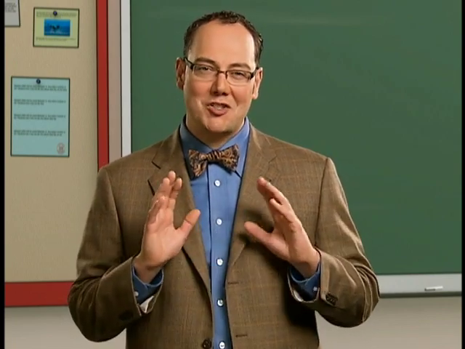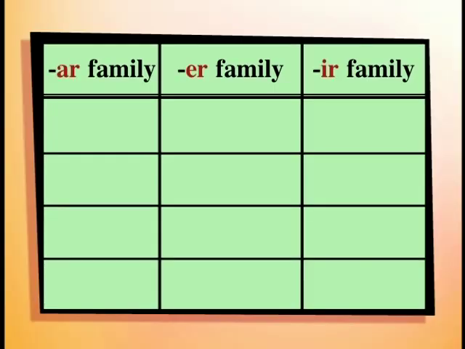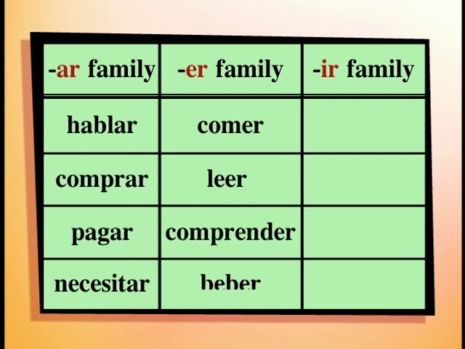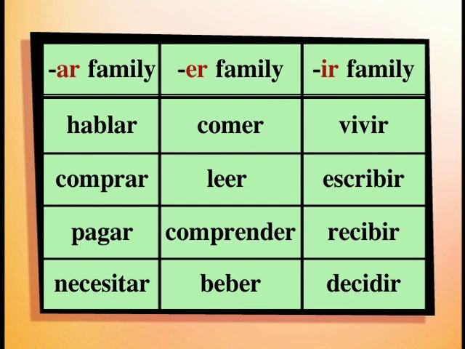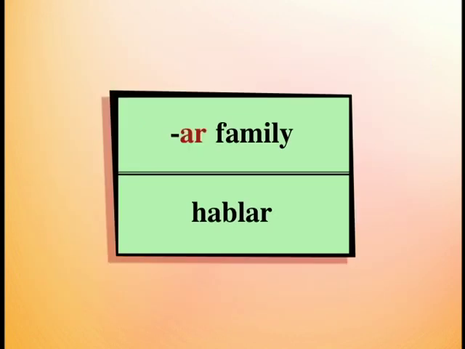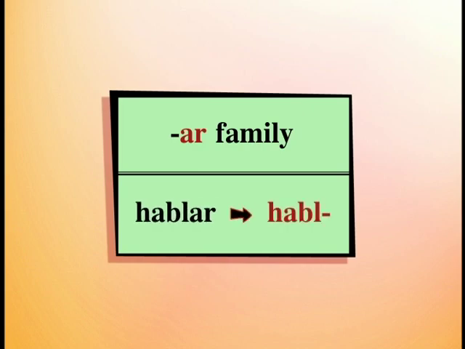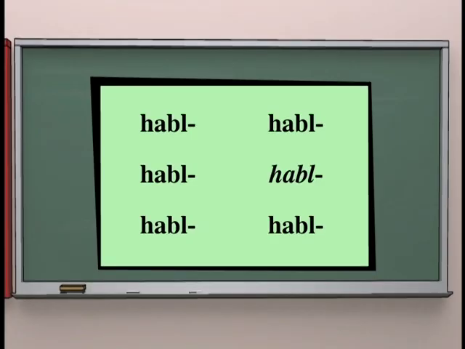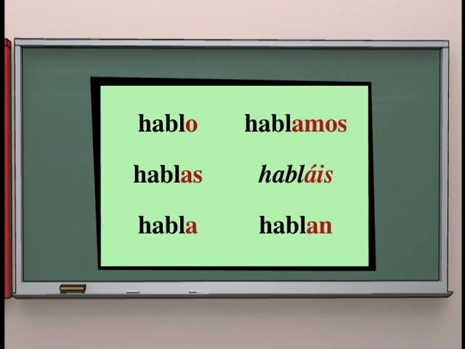But first, conjugation. Regular present tense verbs in Spanish are grouped into three families: the AR family, the ER family, and the IR family. In the AR family, all regular verbs take the same endings. To form the present tense, we simply drop the AR of the infinitive to get the stem. Hablar becomes H-A-B-L. To this stem, we add O, as, a, amos, áis, an. Hablo, hablas, habla, hablamos, habláis, hablan.